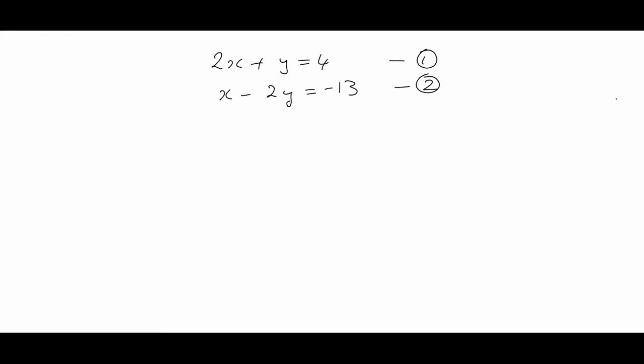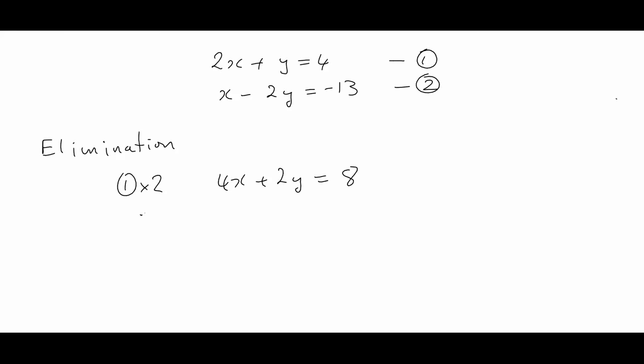First of all, we will use the technique of elimination, in which we eliminate one of the variables x and y to obtain one equation in one unknown. In this case, in order to do that, we would multiply the first equation by 2, so we will do 1 times 2, which will give us 4x plus 2y equals 8.